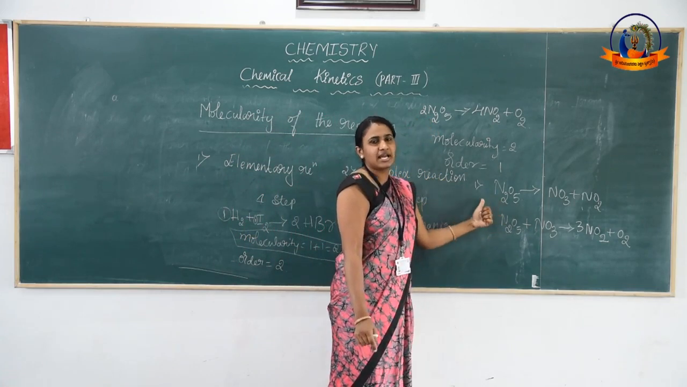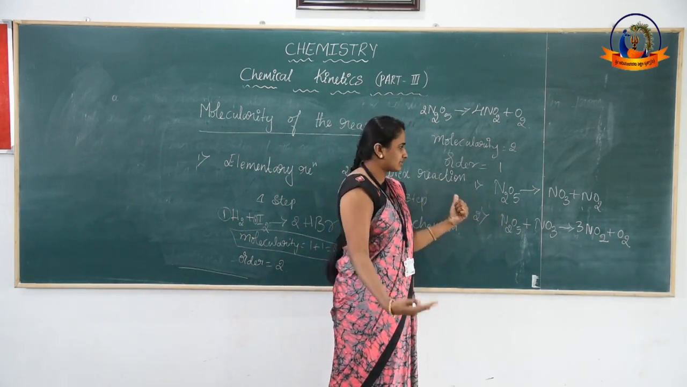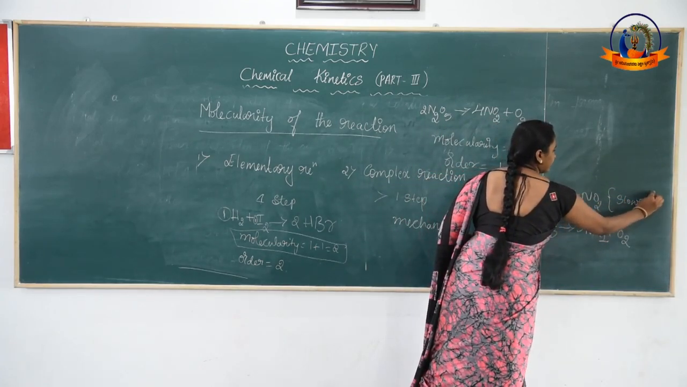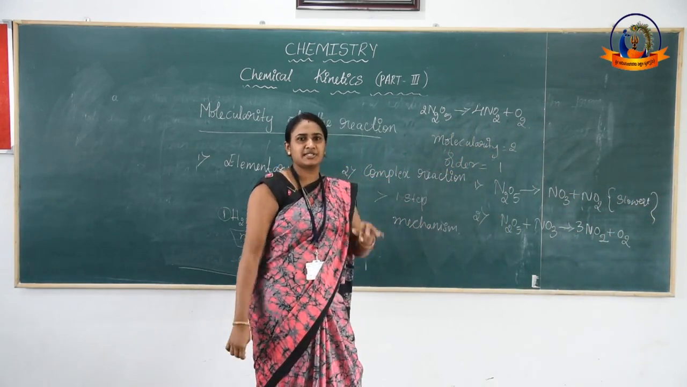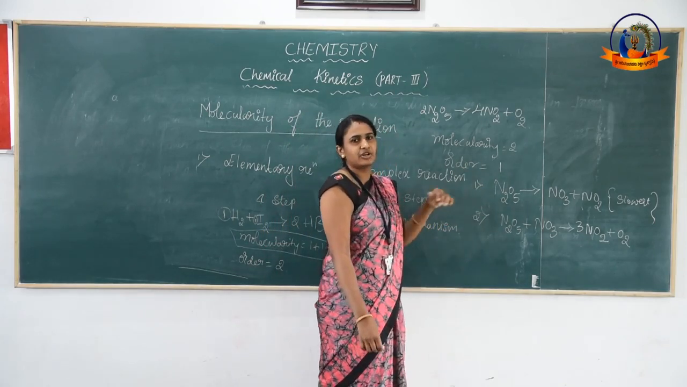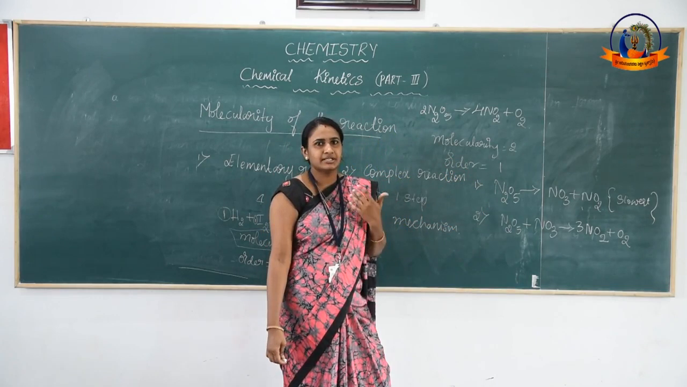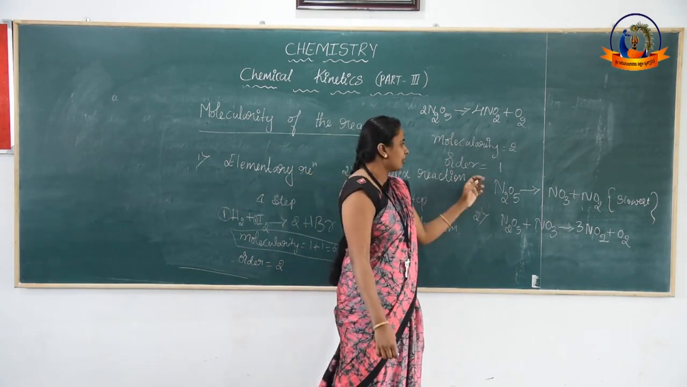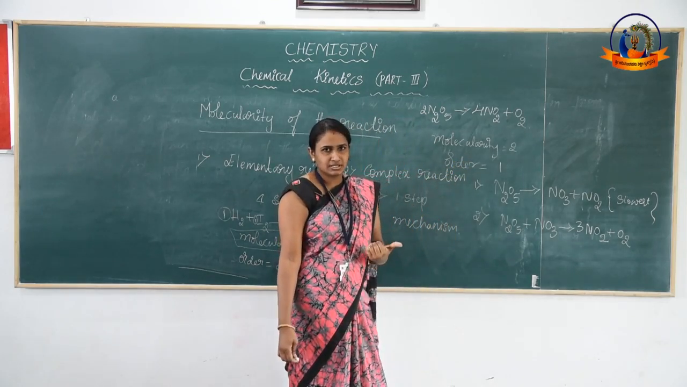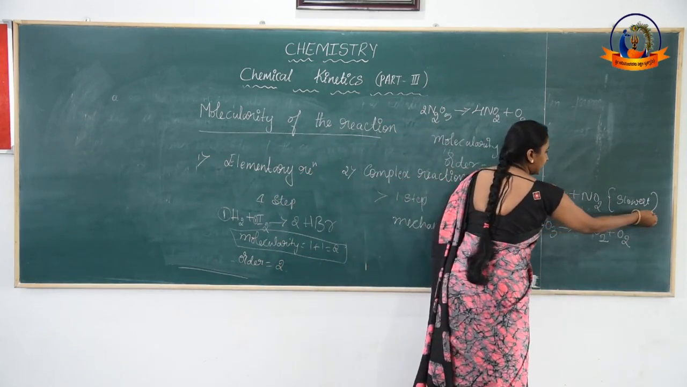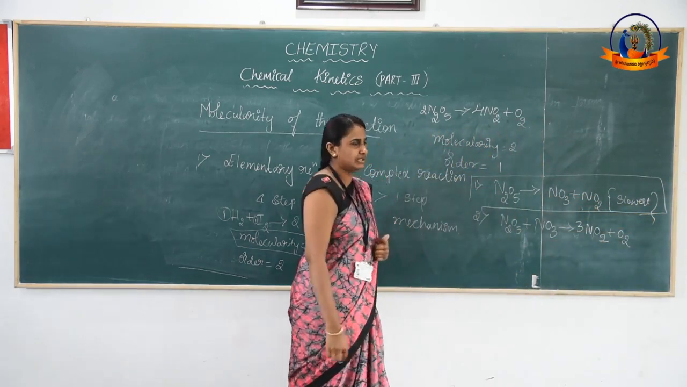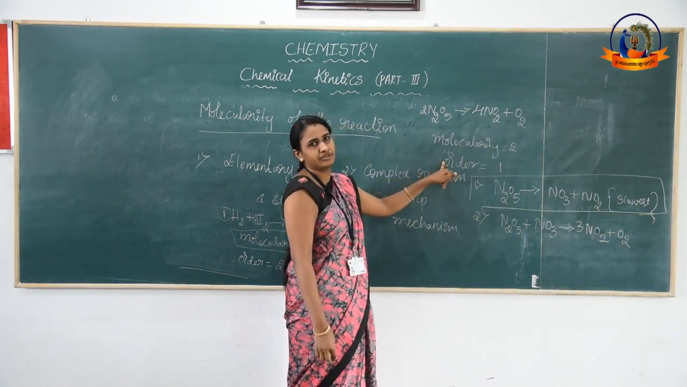In this case, if the reaction takes place in more than one step, the slowest step, the step which takes place very slowly, indicates the order of the reaction. The rate determining step gives the order of the reaction. Slowest step is the rate determining step. The slowest step is the rate determining step in finding the order of the reaction.